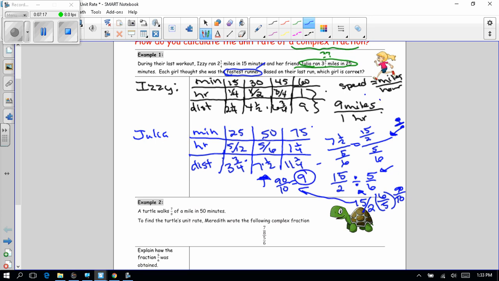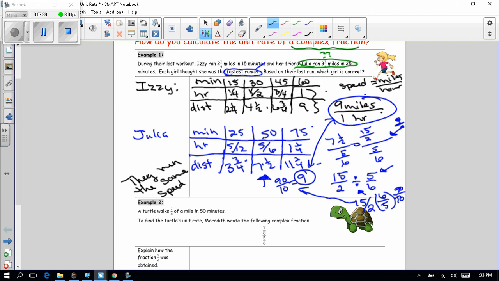What do you notice? Yeah, these two girls run the same speed. Neither one is faster than the other. If they went out running together, they could keep up with each other. All right, let's try example 2.